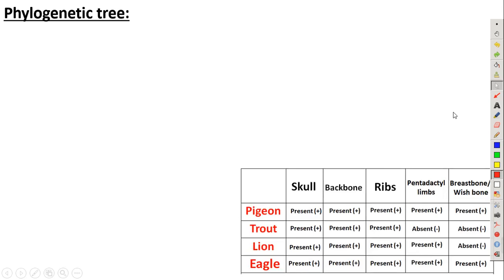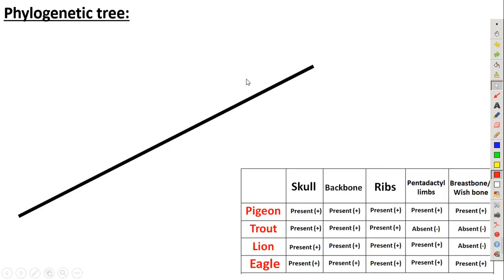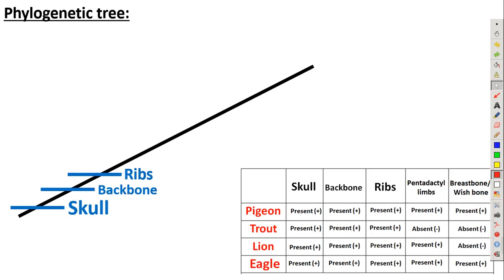You need to have your grid somewhere. A phylogenetic tree has different branches. It also has characteristics, and it also has intersections, points, and we'll explain what this means for this specific type of tree. So first thing we can place are different characteristics. Skull, backbone, ribs, they are shared by all these species. Therefore, we come to a point here.